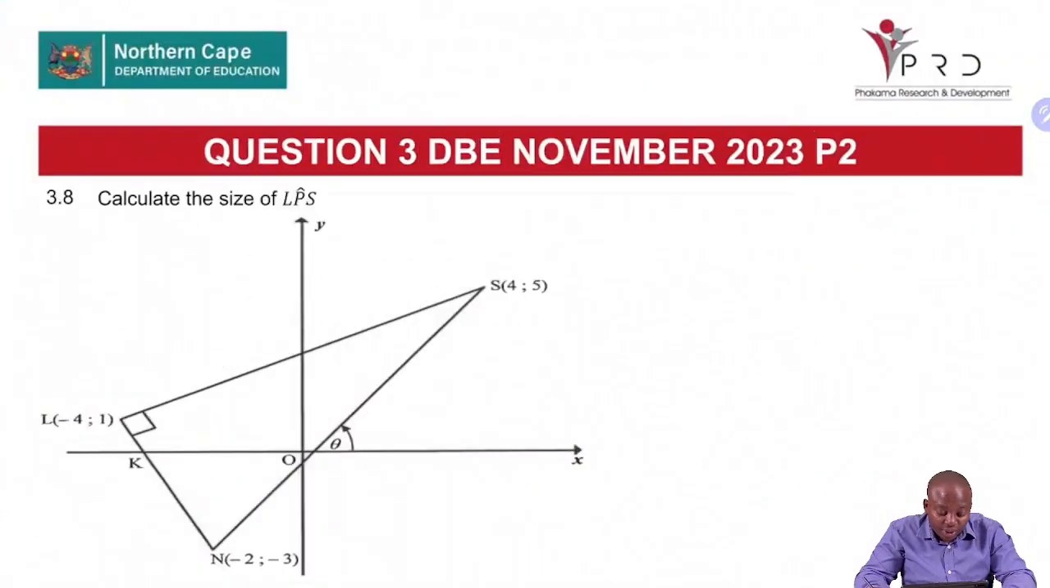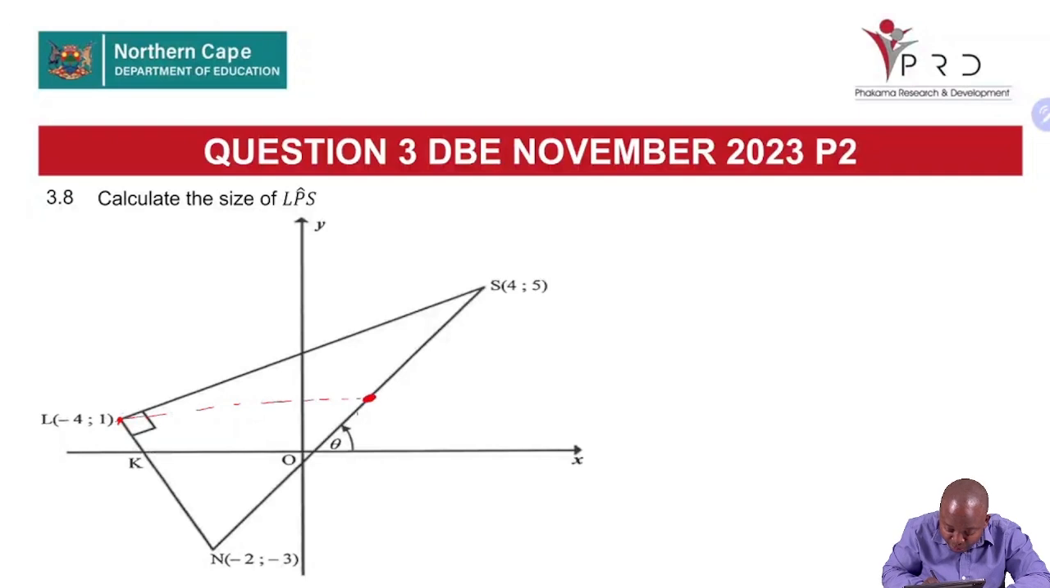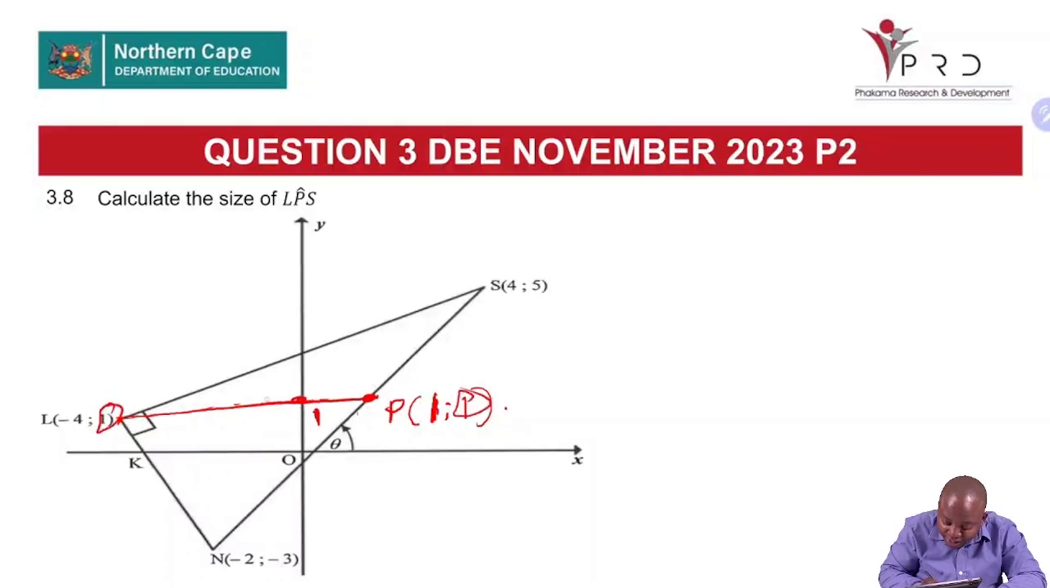Right. Now let us look at 3.8. Now 3.8 says to us, calculate the size of angle LPS. Oh, there's P there. Remember P. There's a point here. So P was (1, 1). Right. Very important for us to remember that. So P was (1, 1). What do you notice? You notice that this line will be straight. Why will it be straight? Because they share the same y value, which is 1 at that point. So that's why the y values are the same. You can see that this line is actually parallel to the x-axis.